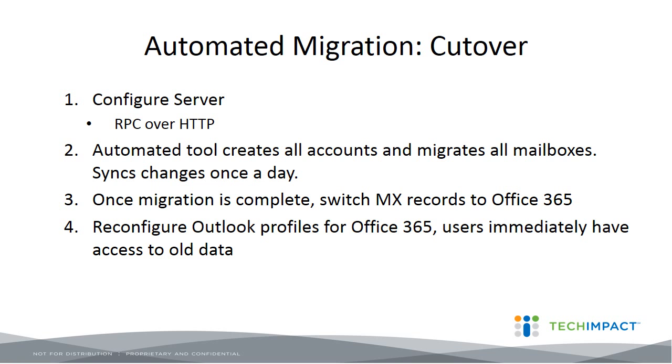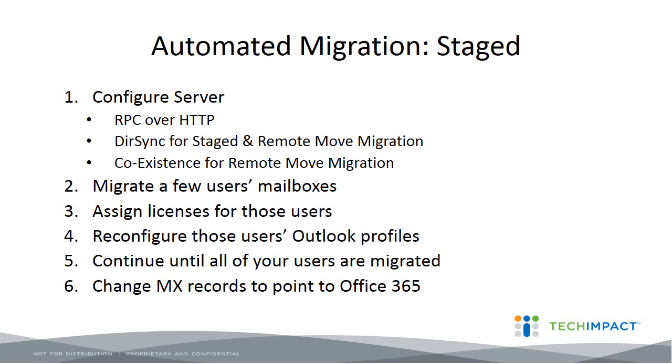Your other option here is a staged migration. With a staged migration, you'll configure your server. And again, which kind of staged migration depends on what version of Exchange you're using, and I'll go over that in a moment. You're going to migrate a few users' mailboxes and license those users, and then you'll get them using Office 365. So with a staged migration, you do like 5 or 10 users at a time. Then you get them set up, and they'll be able to send email back and forth with your local on-premise users, just email, not anything else. And then you'll just migrate a few users at a time until you get into Office 365.